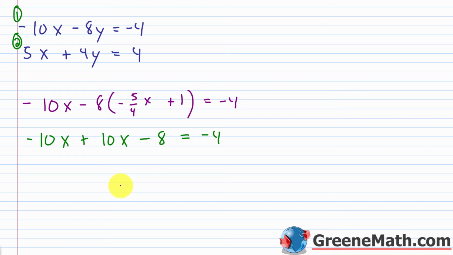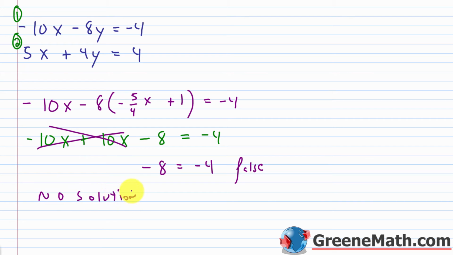Negative 10x plus 10x is 0. This would cancel. I'm left with negative 8 equals negative 4. That's false. This is false. So what did we say in the lesson? When the variable drops out and you're left with a nonsensical statement, like negative 8 equals negative 4, you know that you have no solution, right? These two lines are parallel to each other. So there is no solution. No solution. You can put the symbol for the null or empty set.